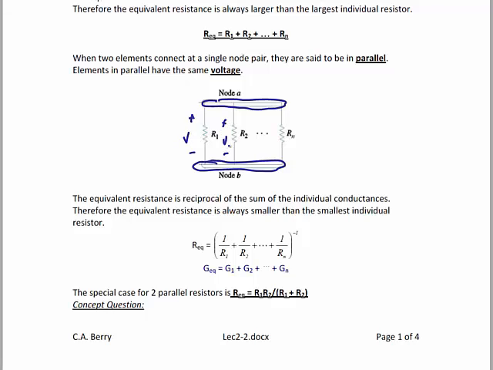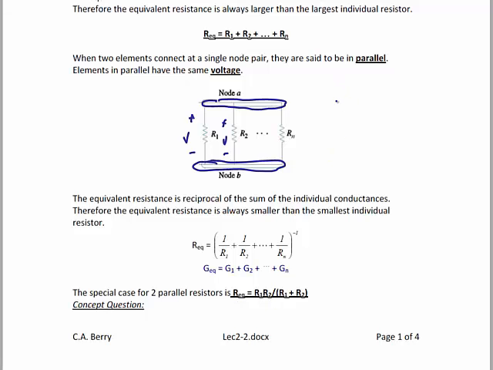So elements that share the same voltage or share the same node pair are said to be in parallel. The equivalent resistance for parallel resistors is the reciprocal of the sum of the individual conductances. Therefore, the equivalent resistance is always smaller than the smallest individual resistance. Many times in this course, you will see me use a special case for finding equivalent resistance for parallel resistors, which is the product over the sum.